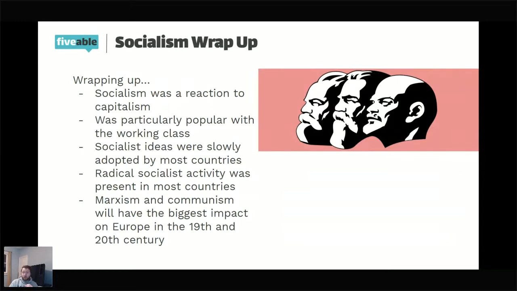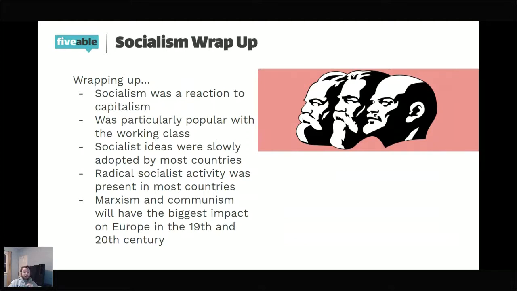The socialist ideas were slowly adopted by most countries. Talking more about Germany, Bismarck is actually going to slowly adopt socialist parties in an effort to curb socialist revolution in Europe and Germany. So radical socialist activities were present in most countries, although they are not really going to manifest themselves with any great effect anywhere but Russia. Russia, of course, is going to see the establishment of a communist government, while other countries mostly are able to avoid any sort of successful socialist revolution.